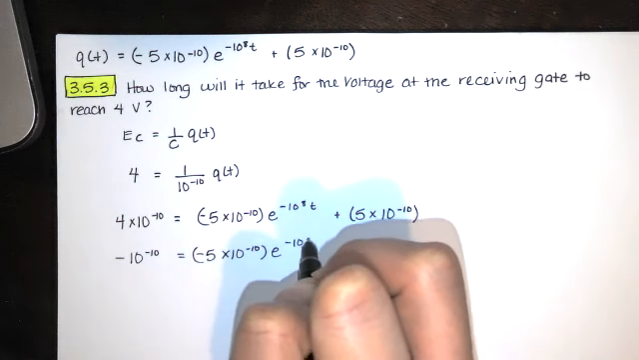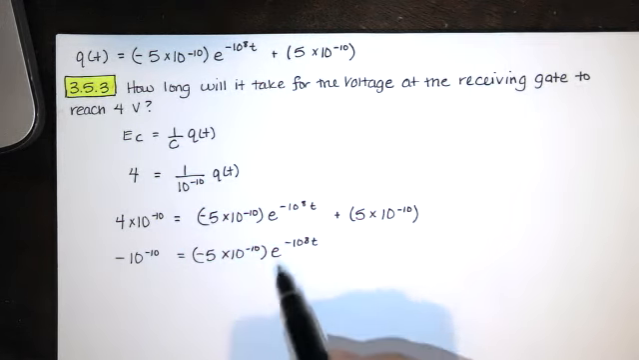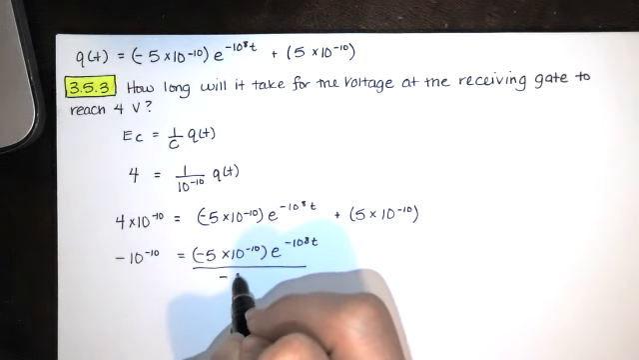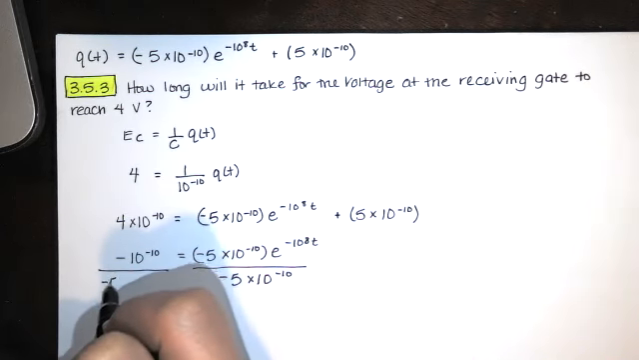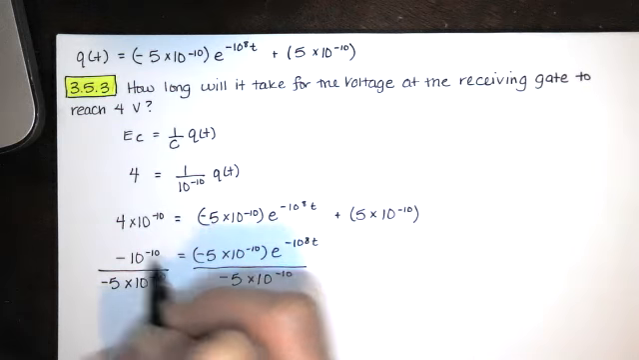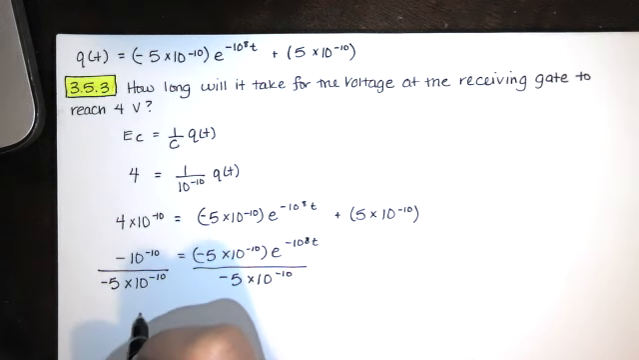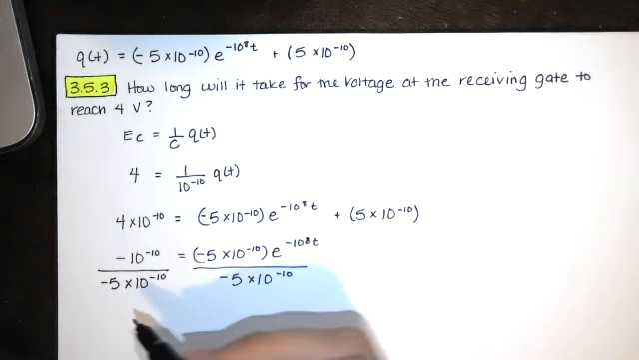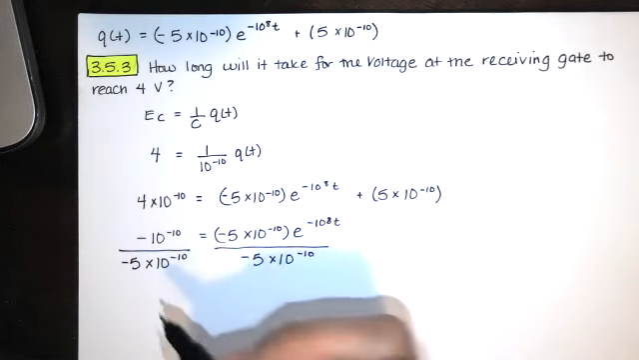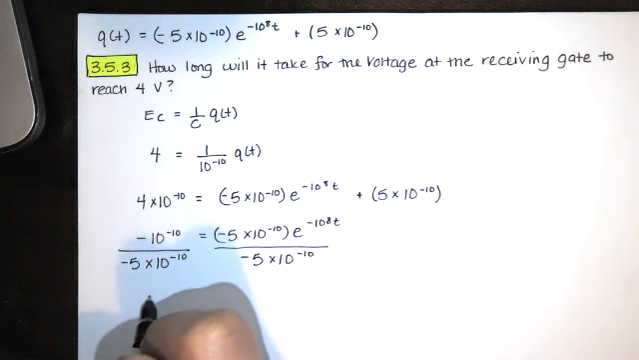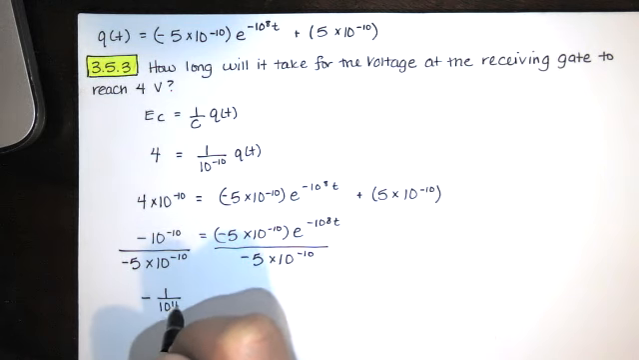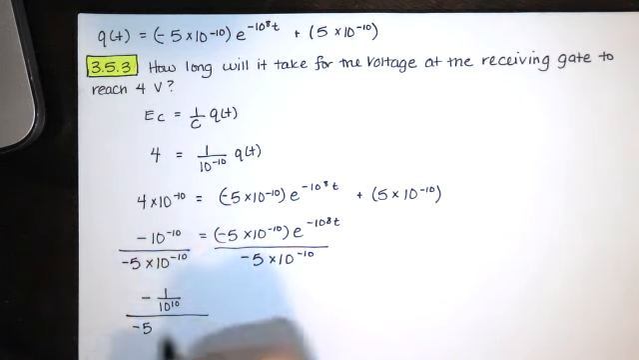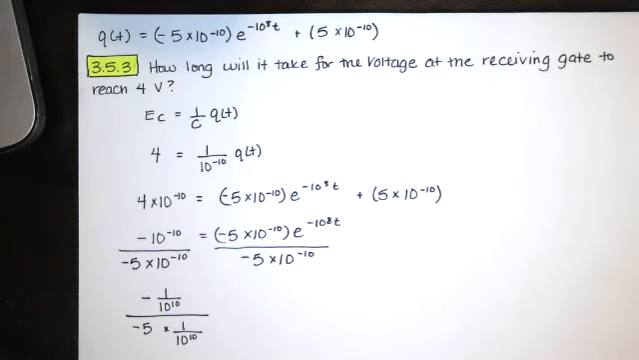It's just an algebra problem, really, at this point. And I'm trying to get the exponential function by itself, so I will divide both sides by negative 5 times 10 to the negative 10. Negative divided by a negative is a positive. And the 10 to the negative 10s will actually reduce. You can think of this as negative 1 over 10 to the 10th divided by negative 5 times 1 over 10 to the 10th.